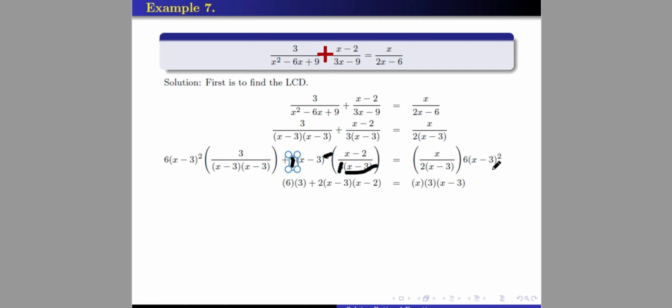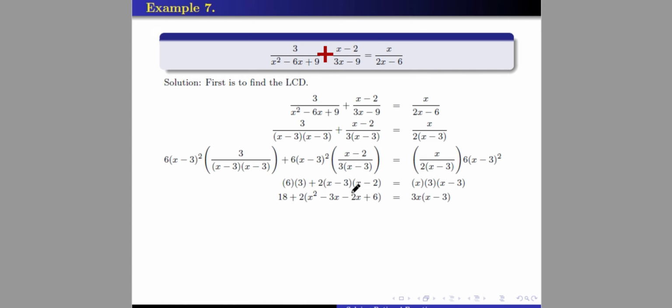Okay? And on the last part, 6 divided by 2 is 3. And then the same thing with the previous one here. I can only cancel 1 x minus 3, so 2 minus 1 is 1. So we have only one copy of x minus 3 left, and multiply it with x, because we still have x here. So we have here 6 times 3 is 18.